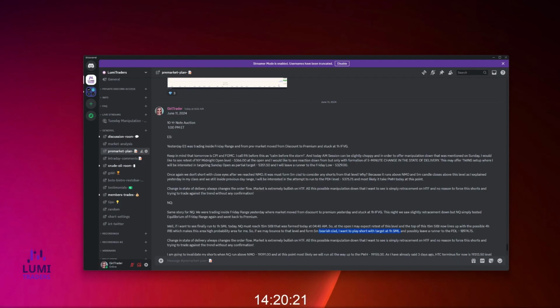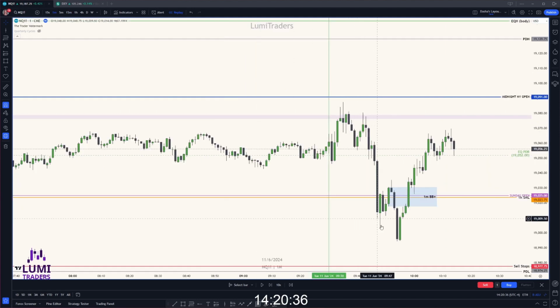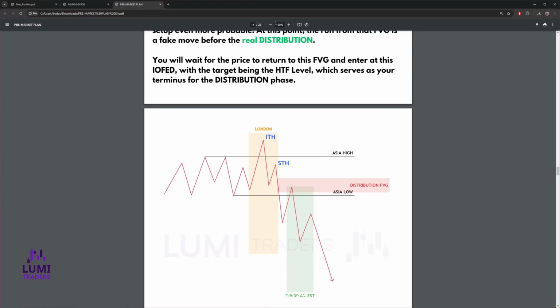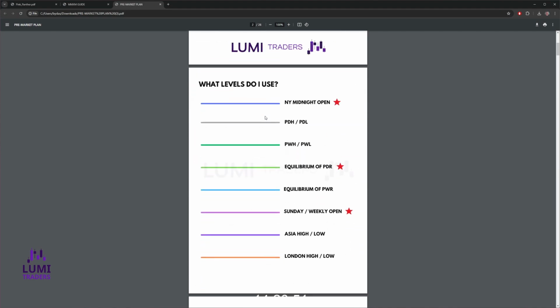Let me show you on the chart again. Asia, London manipulation, short term high, very next fair value gap from it. We chased at the open to this fair value gap and real distribution. So no hindsight again. I usually build my pre-market plan only based on this. Only based on this plan that I always have. Only based on these levels.